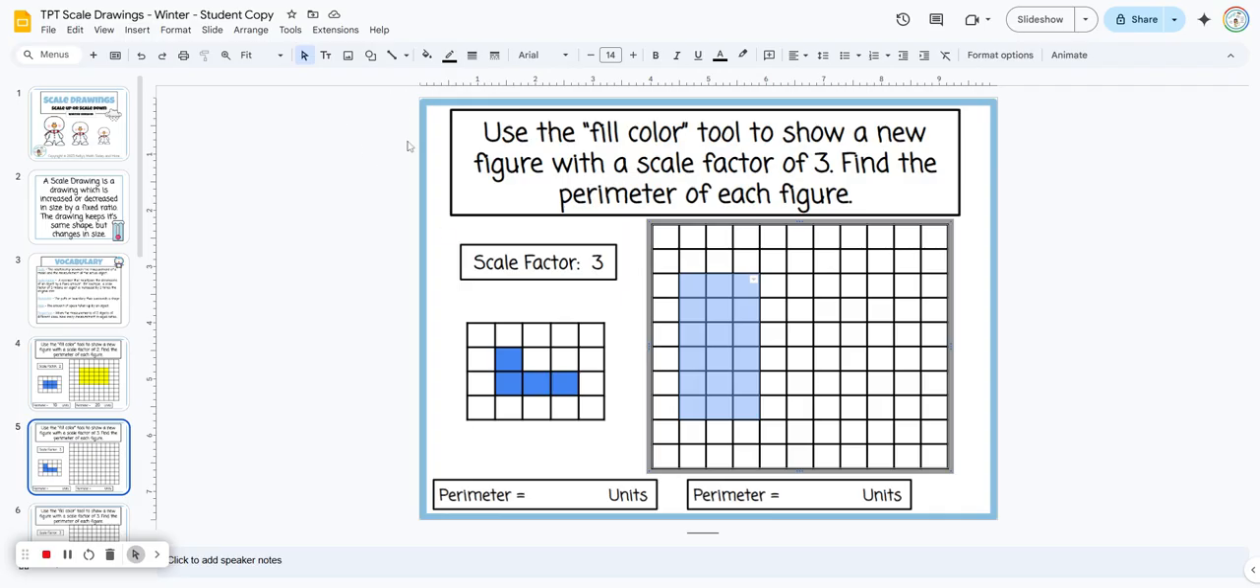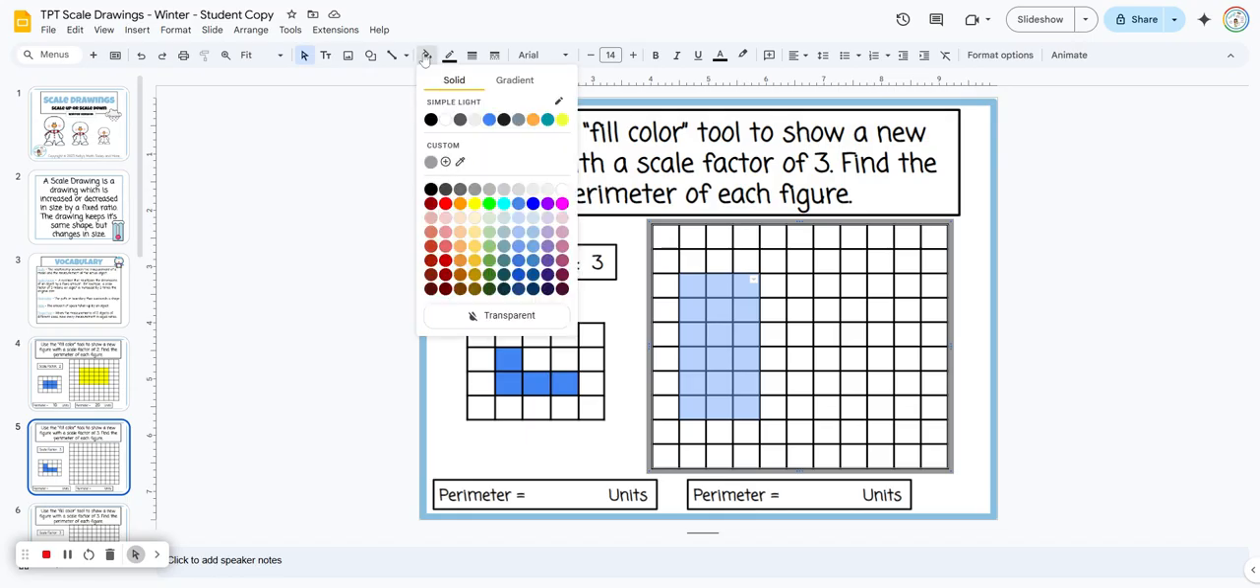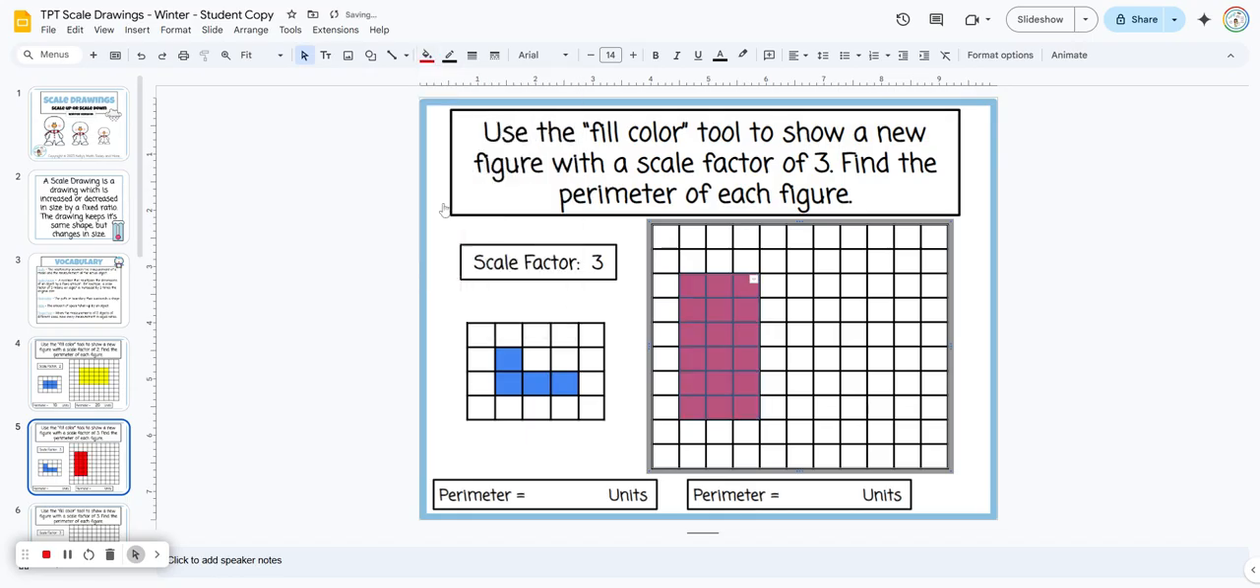Again, they're going to highlight, click and hold in one of the squares and highlight what they want to fill in. Choose any color they like. And then they're going to finish this, until they get a figure that's scaled up by a scale factor of 3. Okay, let's see. There we go.